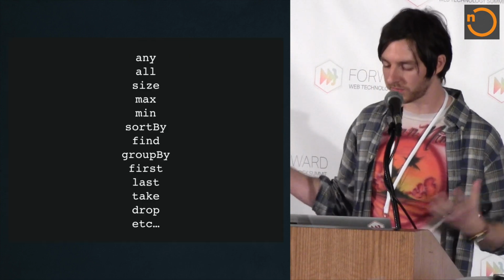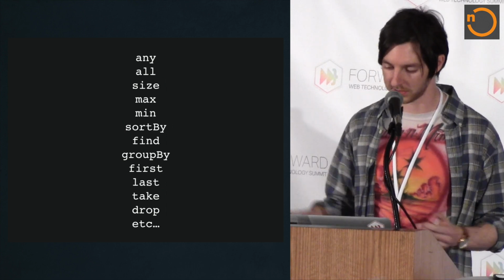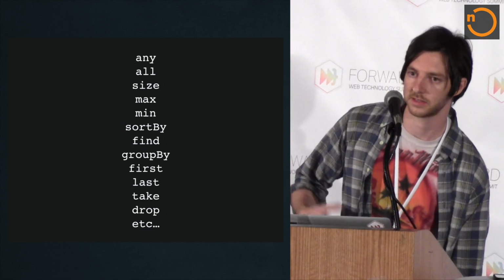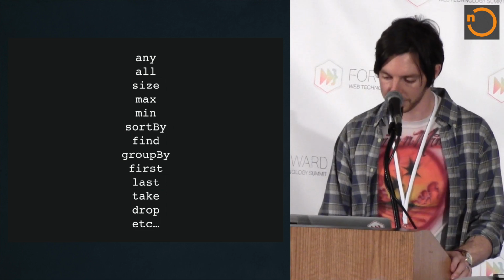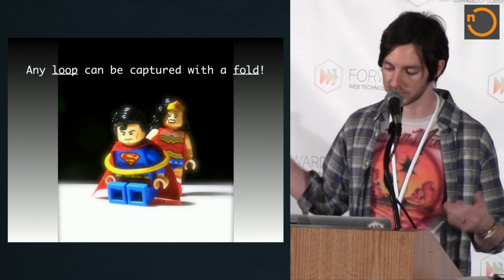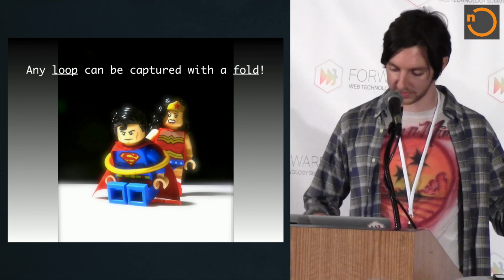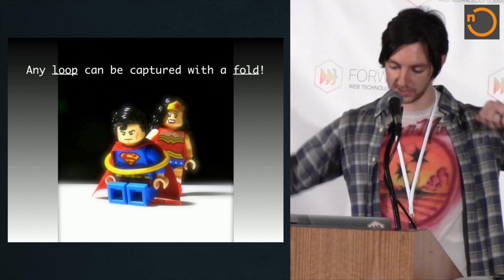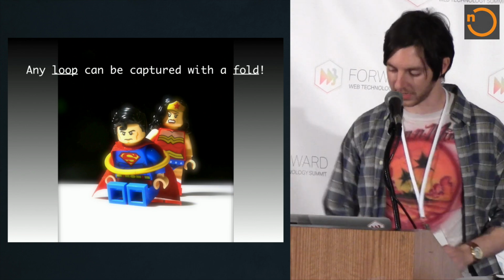All these really useful functions, like all and any, that you would see in Lodash or Ramda or Underscore, that you use on lists all the time, can be done in terms of this catamorphism or a reduce. Actually, any loop can be captured with a fold or reduce. I'm going to say fold from now on and stop saying reduce. This is actually kind of a backwards slide, because you would think that Superman would be... it doesn't matter. It's because she has a lasso, and it's a loop. Okay.